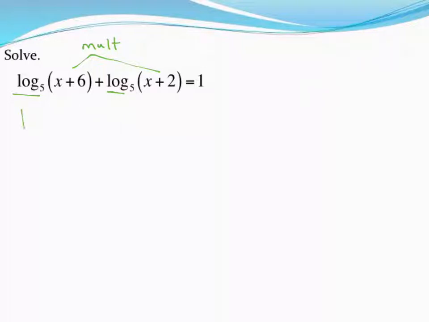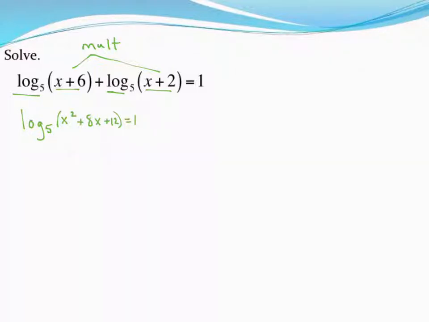So I'm going to begin by writing log base 5 of, and I'm going to go ahead and multiply x plus 6 times x plus 2 together. I'm going to do that in my head. If you need to use the box method or FOIL to do that, that's fine, if you need to double check my work. But multiplying x plus 6 times x plus 2 will get me x squared plus 8x plus 12. And then equal to 1.